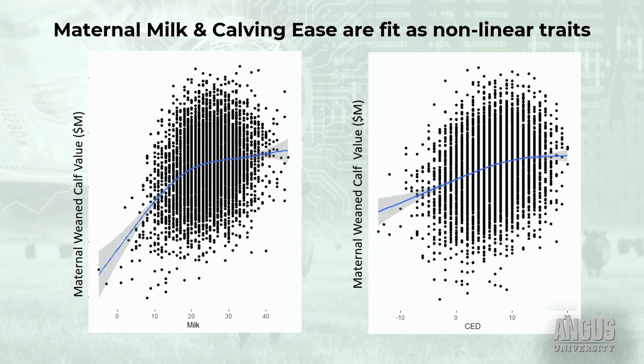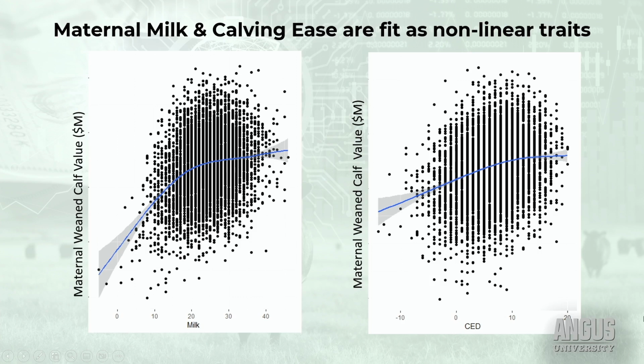Why do we fit a nonlinear trait for these two individual EPDs? Because we all know that maternal milk and calving ease can have a really large benefit inside those commercial Angus herds. But when we really get down to it, we reach a point or a threshold inside of these models where we start to see a bit of diminishing returns, meaning we don't see as much value as we continue to linearly increase these traits across the board. And so we've worked to fit in a nonlinear adjustment inside of those.